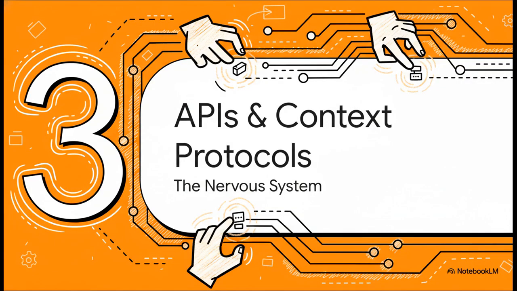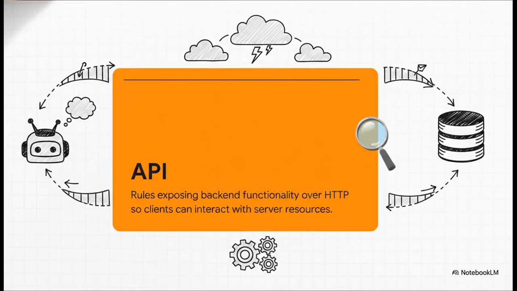But to actually execute actions in the real world, these agents need virtual hands. Let's look at Section 3, APIs and context protocols. Before an autonomous agent can do anything, it needs an interface. Think of an API like a waiter at a restaurant. You are the AI agent, the kitchen is the database, and the API takes your order to the back and brings your food out. It's just a defined set of rules exposing back-end functionality over HTTP.